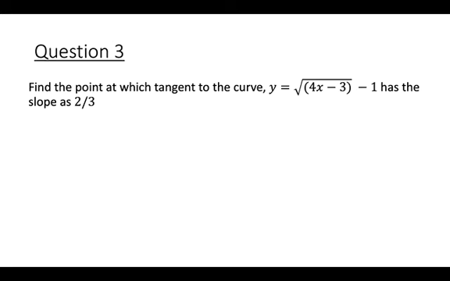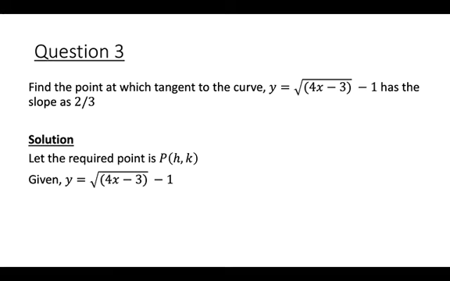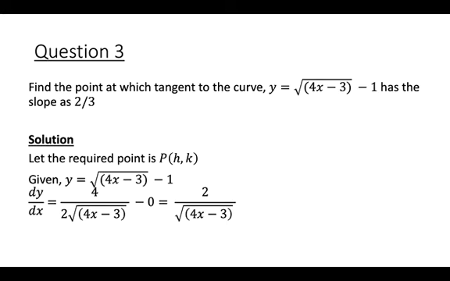Question number 3rd. Find the point at which tangent to the curve y equal to root of 4x minus 3, minus 1 has the slope 2 upon 3. Let required point is P(h, k), and equation of given curve is y equal to root of 4x minus 3, minus 1. Now dy upon dx equal to 1 upon 2 root 4x minus 3 into 4 minus 0, and this equal to 2 upon root 4x minus 3.